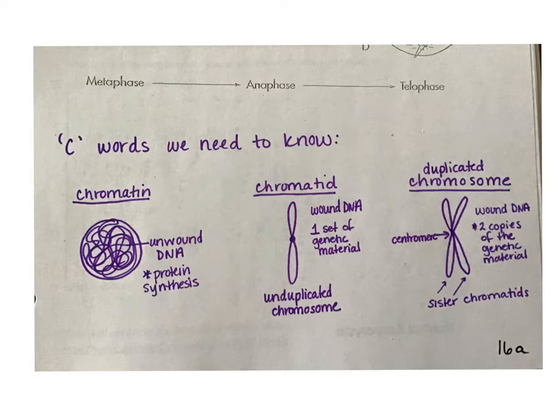All right, and the last, then, the duplicated chromosome is where you're going to end up having two sister chromatids. So I noted that there. You can see that it's still wound DNA. And because it's two sister chromatids, it's two copies of the genetic material. And then the centerpiece where they're connected is called the centromere. That will be important when you're trying to identify chromosomes. And that will split apart during mitosis once it's duplicated. So these are the terms that we're going to need to know: chromatin, chromatid, and chromosome. And you'll have unduplicated and duplicated chromosomes. And now we're going to get started looking at the phases of mitosis.